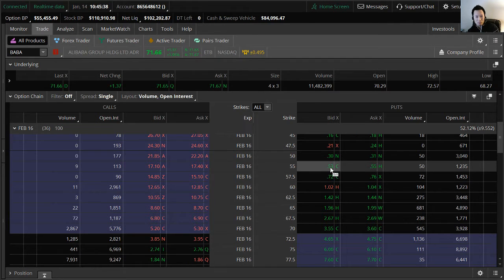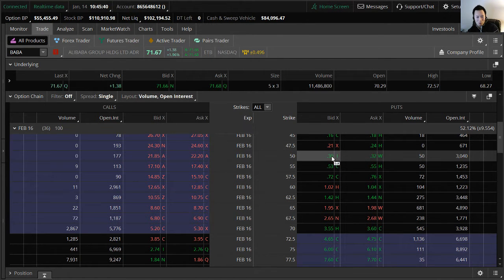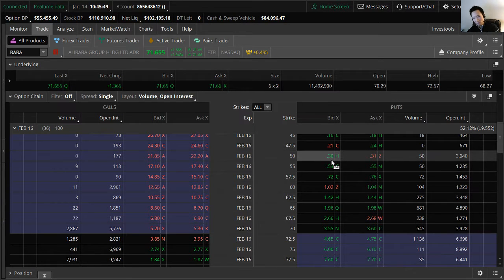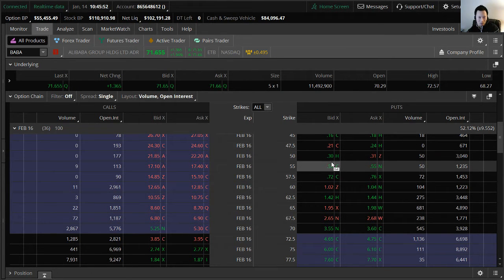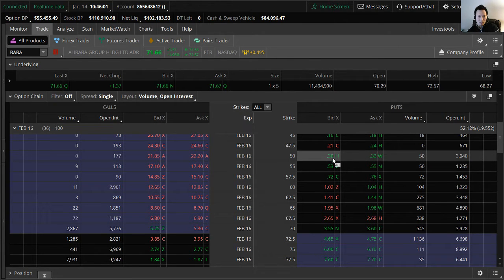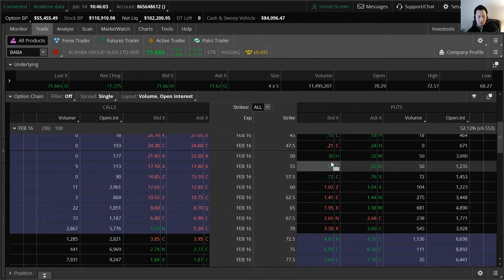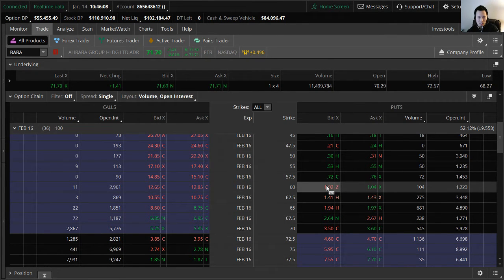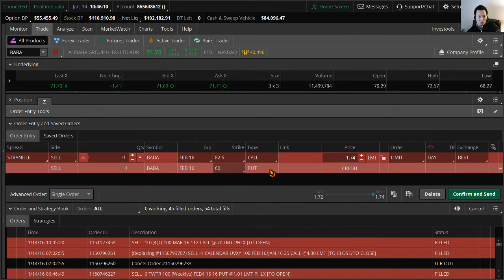So if I wanted to be even safer and give myself more probability of success, the further I go, the more chance I have of making money and the less risk I'm taking. But then the further you go, the less credit you get in. So you can always see that there's a risk reward, a give and take kind of process you have to go through. So the further you go out, the less chance you have of hitting your strike, but the less credit you'll take. So in this case, I think 60 is pretty good, and I'm going to go with the 60 and the 82.5.